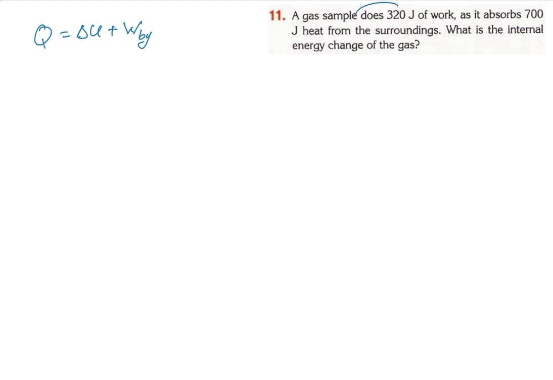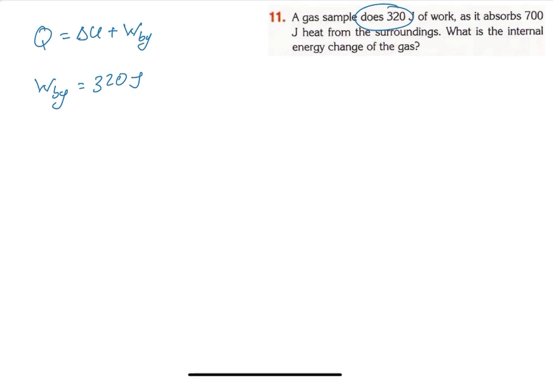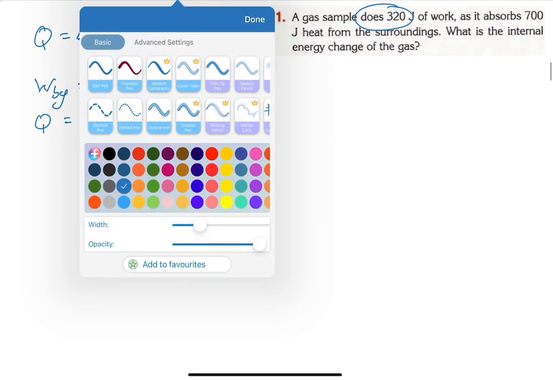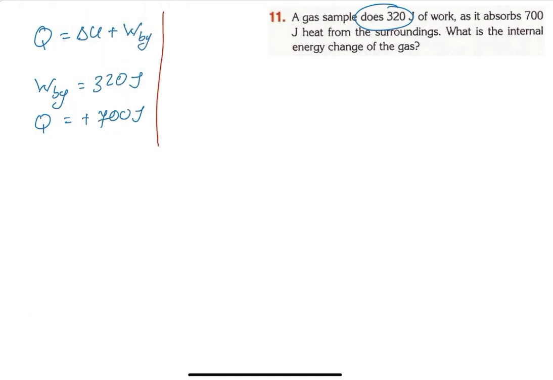It says a gas sample does 320 joules of work. That means work done by the system is equal to 320 joules. And then it absorbs 700, that means Q is positive 700 joules. For the last step, we just put all these numbers into the equation. So 700 joules is equal to delta U plus 320 joules. So delta U is going to be the difference of them.